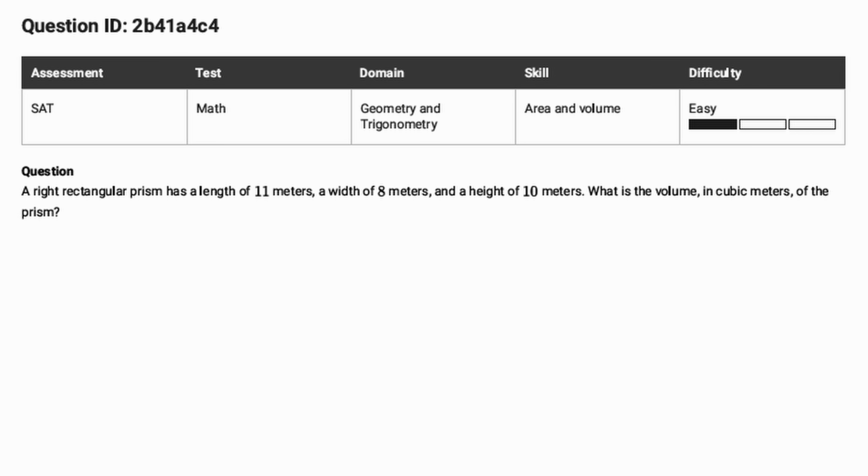Okay, so we literally have everything given to us. We just do 11 times 8 times 10, which is equal to 880. And that's the volume of the prism. Let's move on. So you guys are familiar with volume. You're familiar with perimeter. Let's touch up on area, okay?